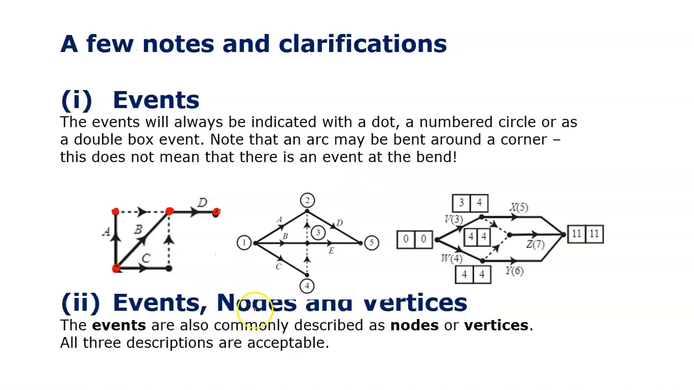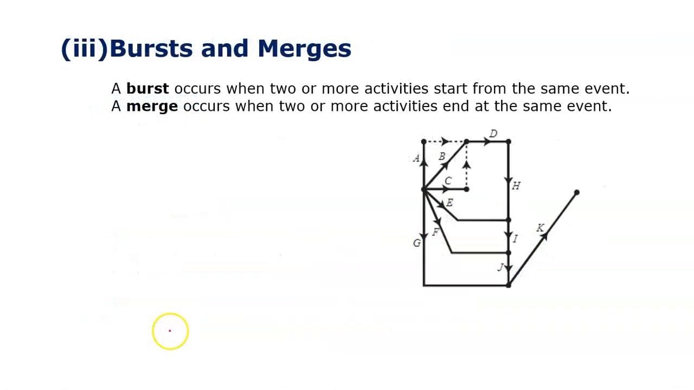Now, I've lost a bit of the title here. Events, nodes, and vertices. Now, these are all basically the same thing. So if you see the title events, or nodes, or vertices, just know that they are all meaning the dots, not the arcs, the dots. The arcs, as you've probably now discovered, are the activities or the tasks, the jobs you have to do to complete a big project.